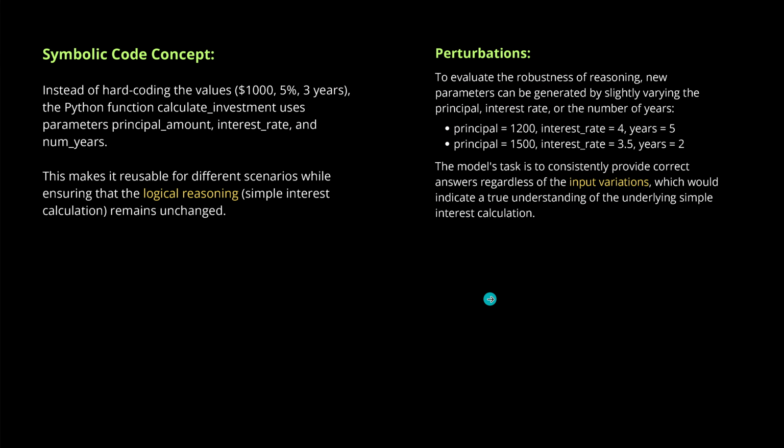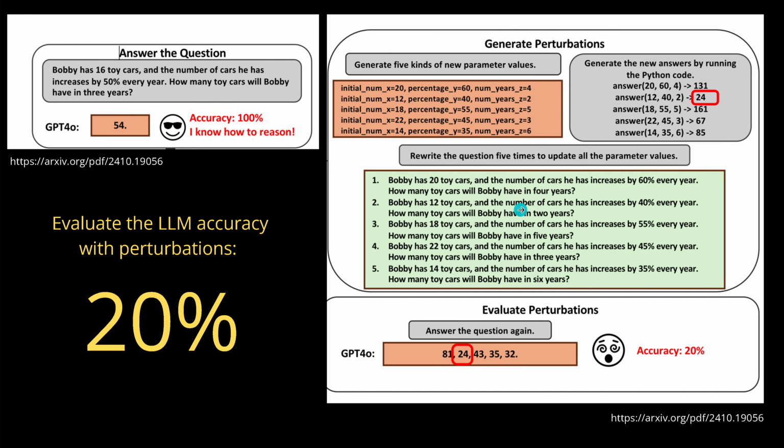So think about it. What do we have? We have the symbolic code concept. Some people call it Python. And we have perturbations, so we have different values for our parameter. So what we have is input variation, and we want to investigate the logical reasoning capabilities of our LLMs and how to achieve 100% performance.